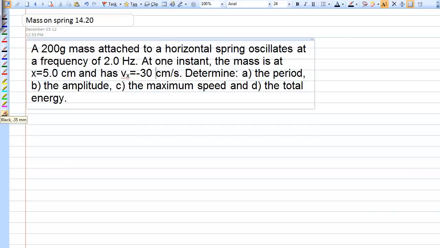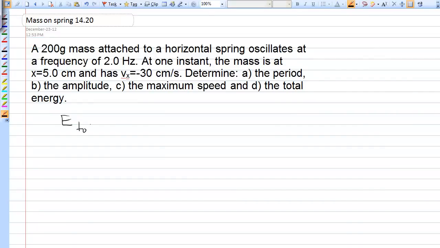This is a problem of conservation of energy for a mass attached to a spring. So recall that at any time, the total energy of a mass oscillating on a spring is equal to 1/2 kA squared, which is the sum of the kinetic energy plus the potential energy for all times.